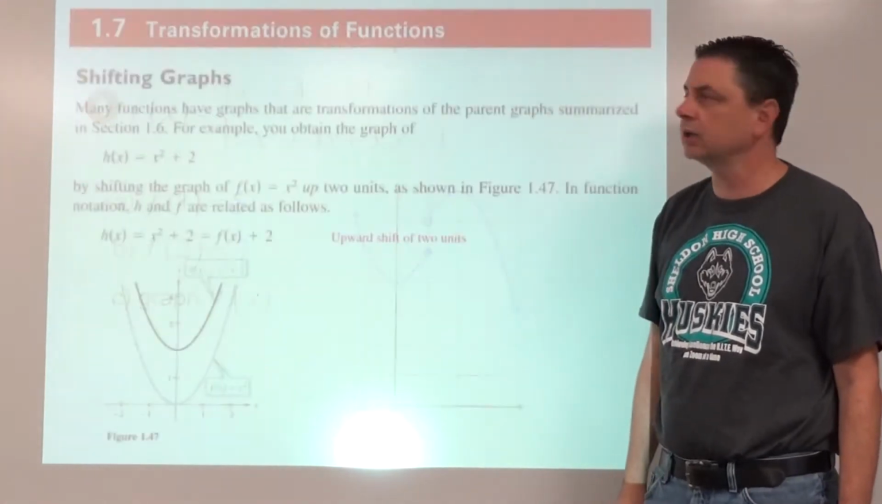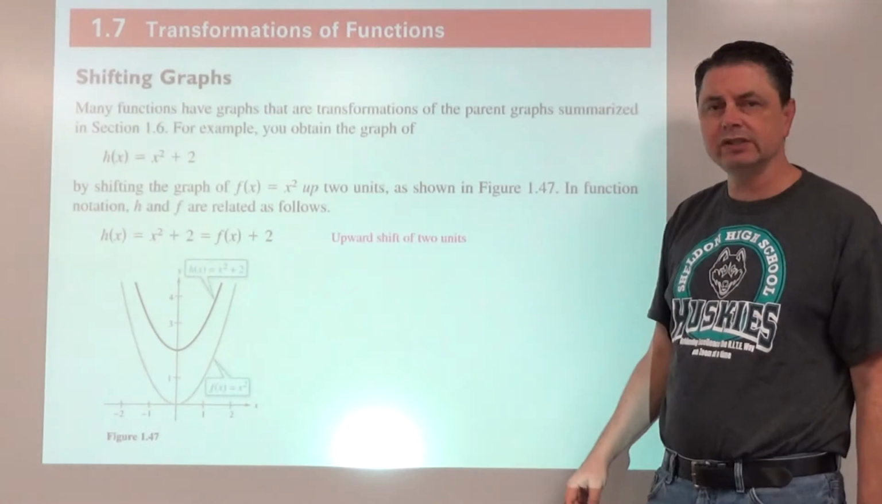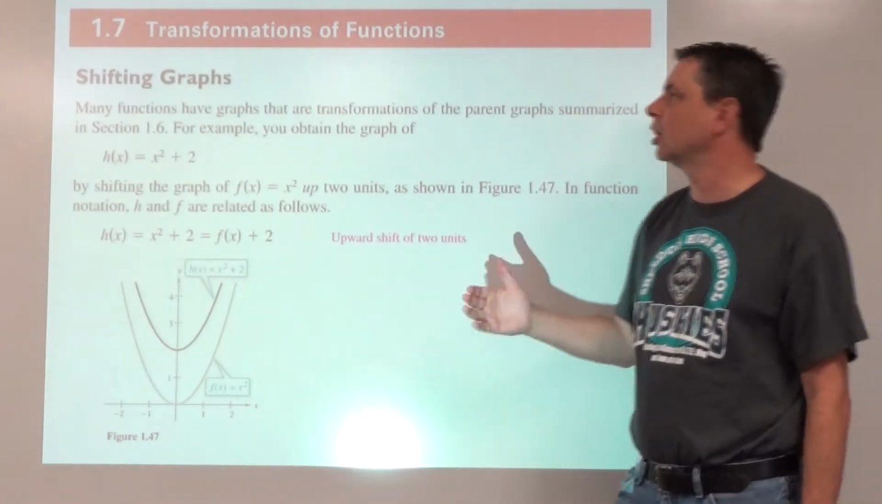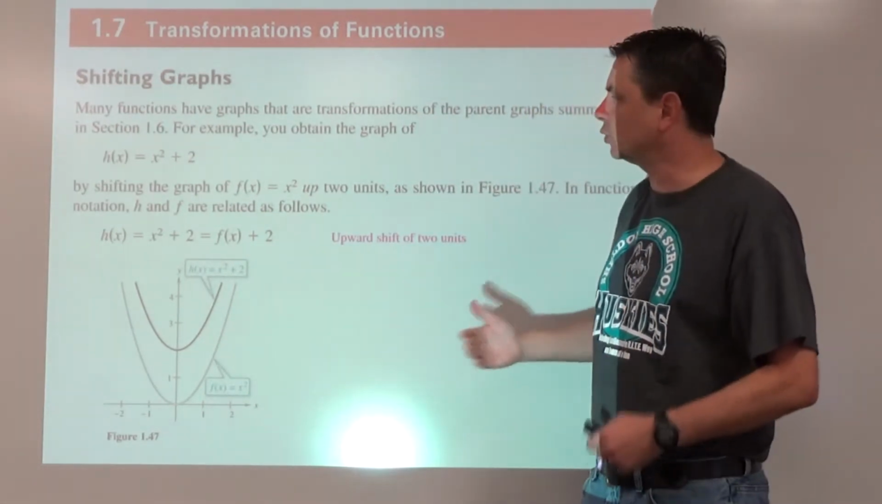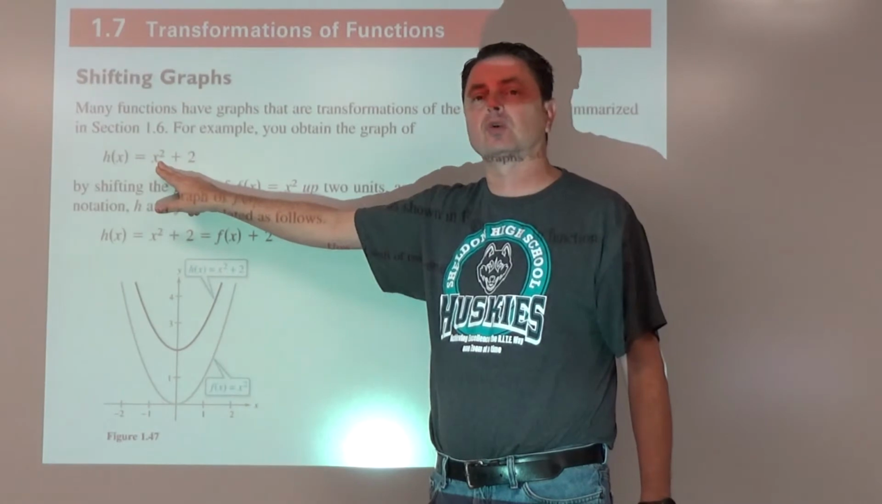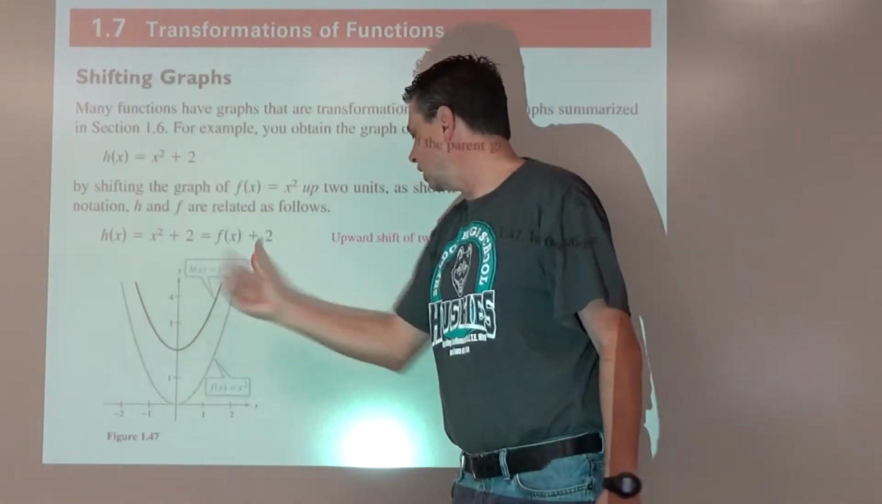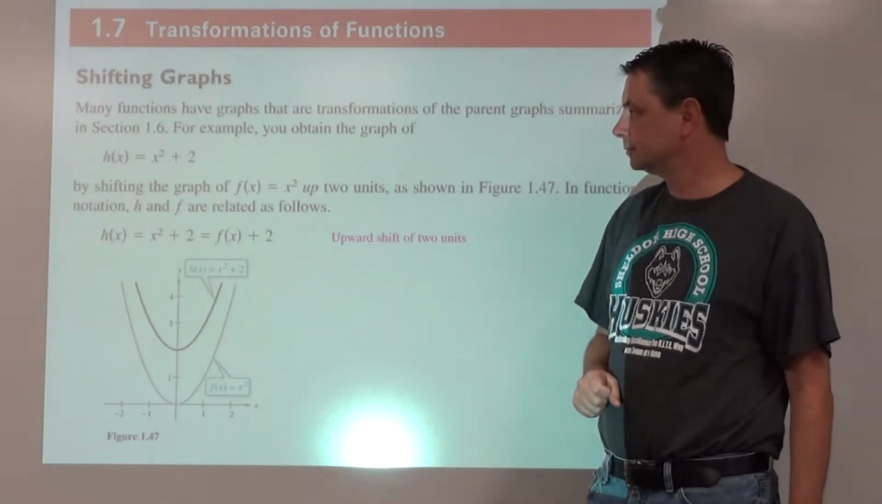All right, let's take a look. This is lesson 1.7, transformations of functions. The different transformations there are translations or shifts. We could say either shift or translate. So in this case, the plus 2 after the squaring means to shift up 2. So it's an upward shift of 2 units.